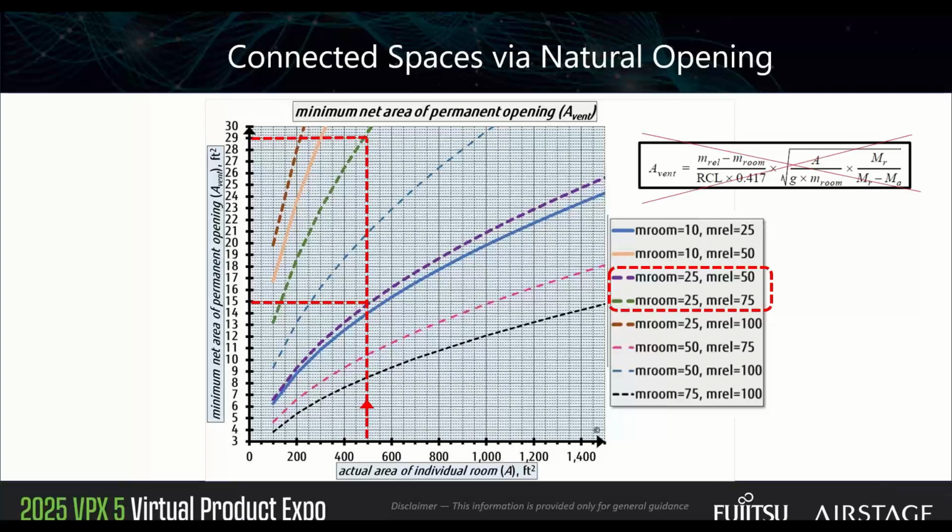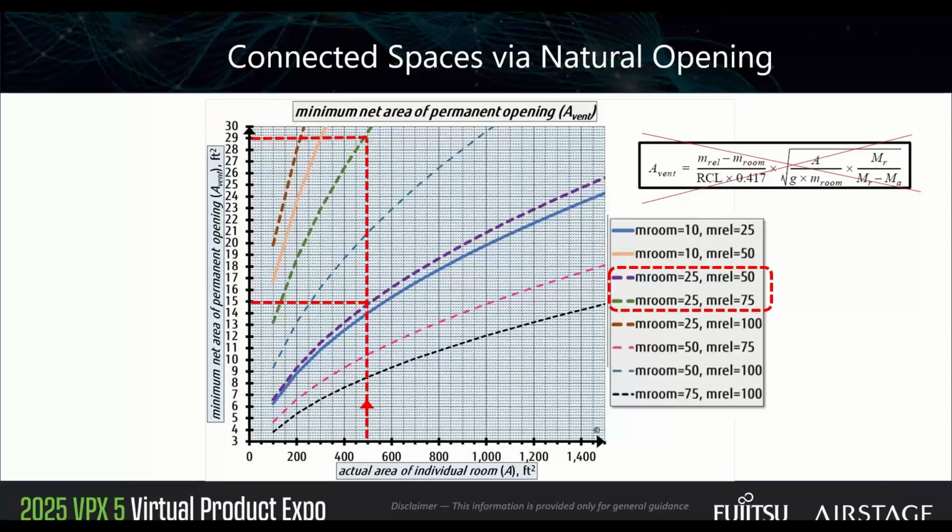In my example, I picked the purple because that is an MREL of 50 pounds, and the M room, the maximum for the smallest room, is 25 pounds. If I go further up, I continue up to the green one. It's going to be a much bigger opening because in that case, I have 75 pounds instead of 50. So the opening is twice as big. It's 29 square feet, which is like 2 doors or something.